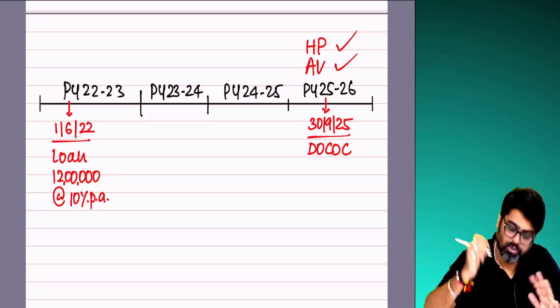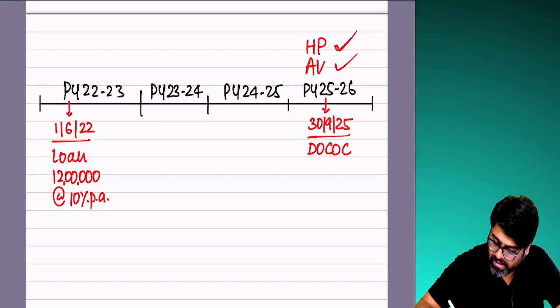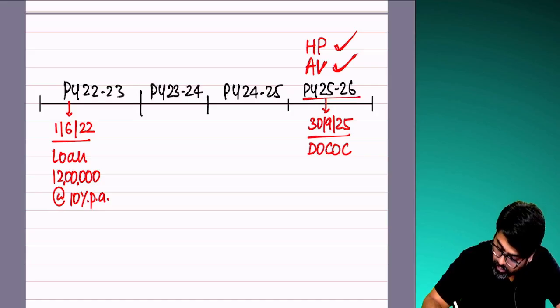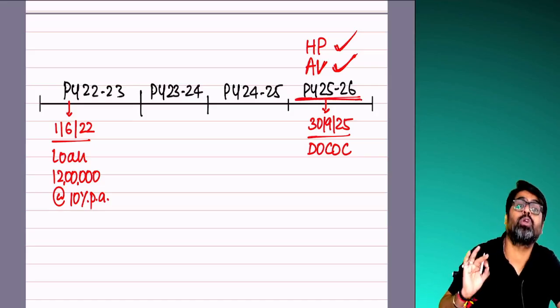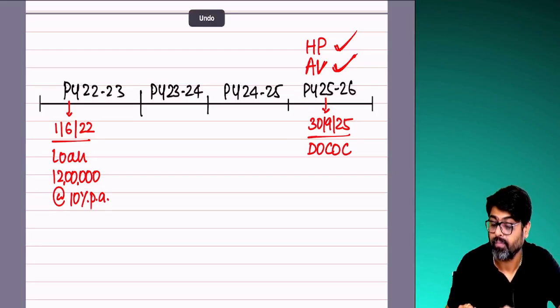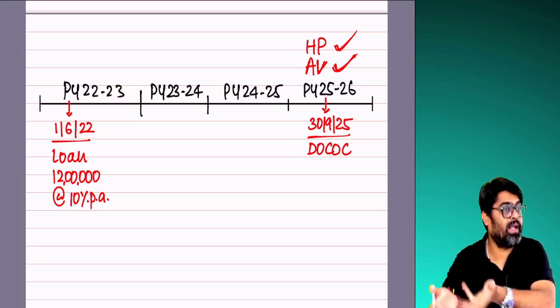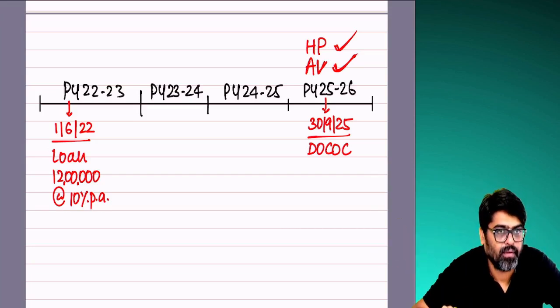So if a house property is there and I have also calculated the annual value of the property, whatever interest becomes due for this year, what did I say? Whatever interest becomes due for this year will be allowed as a deduction out of the annual value of this year. Yes or no?